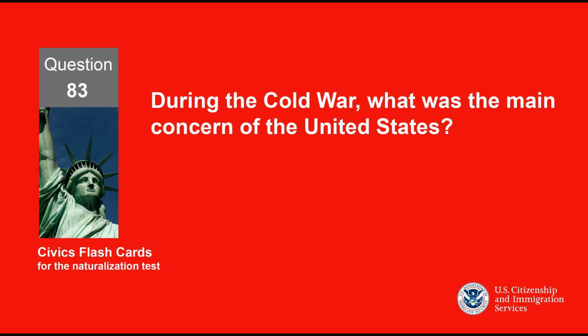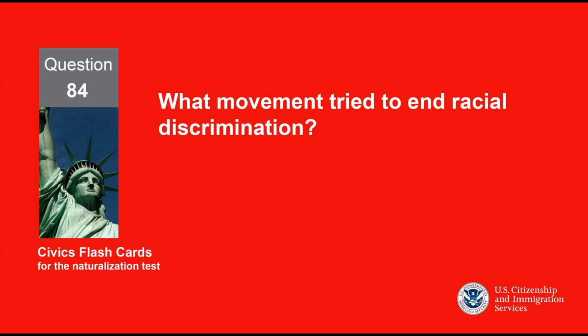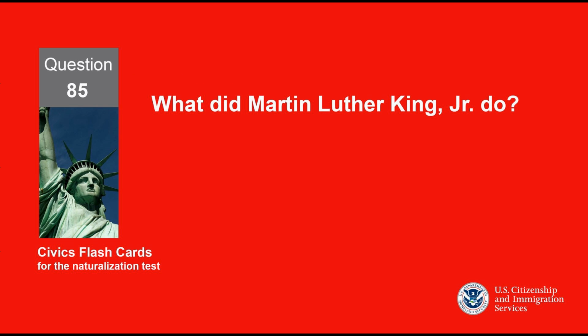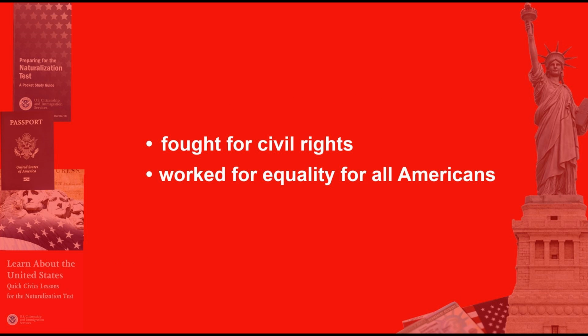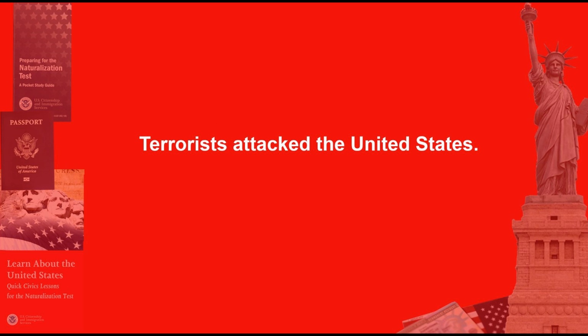During the Cold War, what was the main concern of the United States? Communism. What movement tried to end racial discrimination? Civil rights movement. What did Martin Luther King Jr. do? Fought for civil rights. Worked for equality for all Americans. What major event happened on September 11, 2001 in the United States? Terrorists attacked the United States.